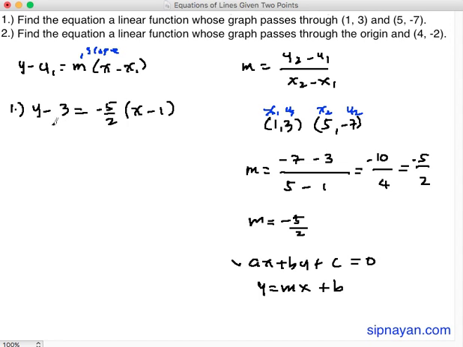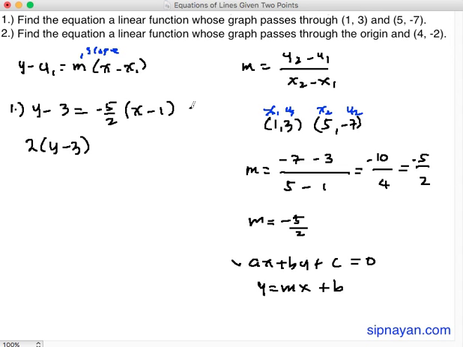So, para wala tayong fraction, pwede natin i-multiply lahat by 2. So, we multiply everything by 2. So, yung sa left-hand side, we have 2 times quantity y minus 3. Yung buong expression na to, multiply natin by 2, so magiging times 2 rin ito.